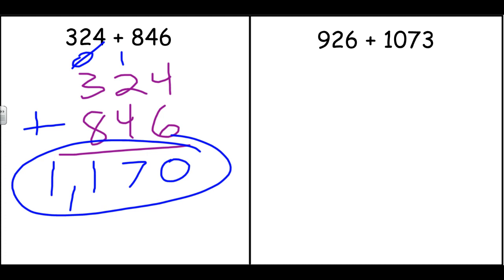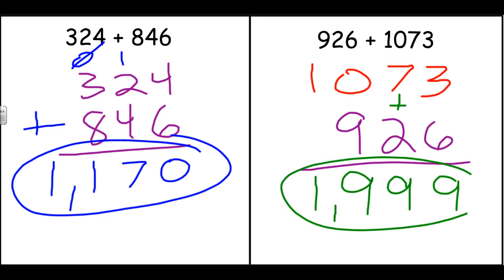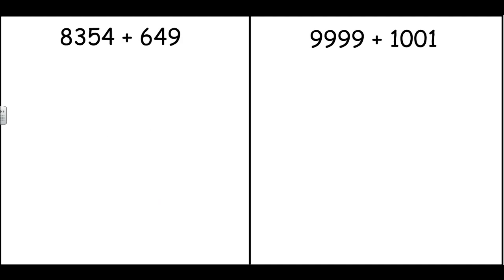Now, 926 plus 1,073. Again, I like to write the larger number or the number with the largest number of digits on the top, particularly if they're whole numbers, but you can write it any way you like. 3 plus 6 is 9. 7 plus 2 is 9. 0 plus 9 is 9. And 1 plus 0 is 1. So 1,999. 2 more problems. Pause the video, see what you can do, and we will move on once you're done on those problems.